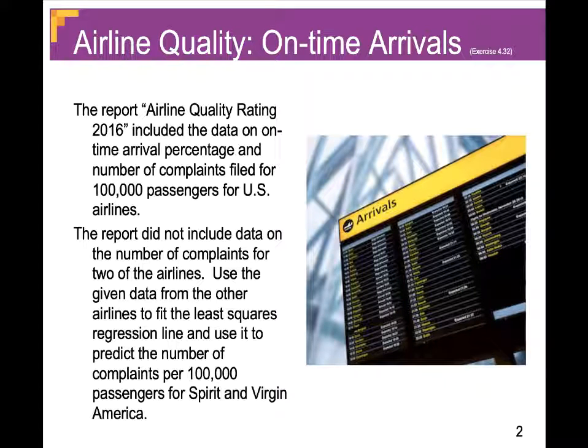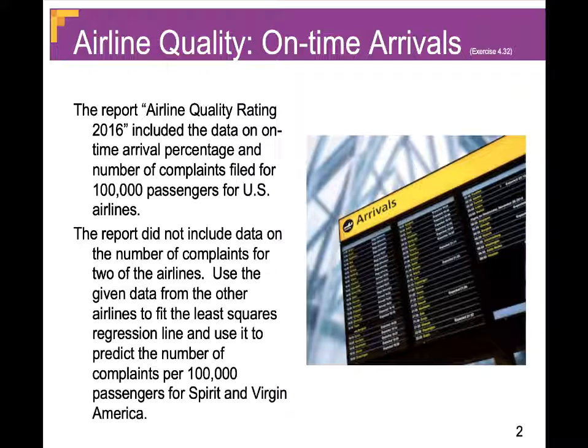From a report, Airline Quality Rating 2016, it included the data on on-time arrival percentage and the number of complaints filed for 100,000 passengers for U.S. airlines. Now, the report did not include data on the number of complaints for 2 of the airlines, but there were many other airlines that it did include data for.